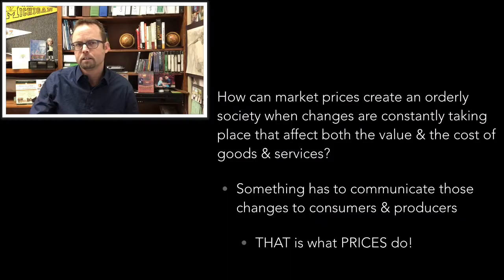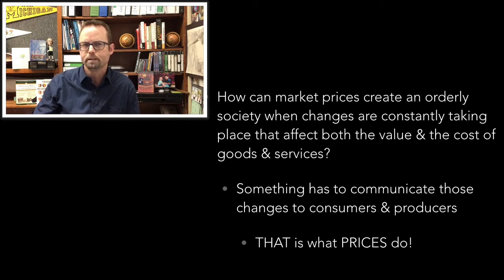Knowing all of this, we should be able to explain how market prices create an orderly society even when changes are constantly taking place that affect both the value and the cost of goods and services. In order to create and maintain an orderly society, in order for the desire of consumers and producers to remain in harmony, in order for shortages or surpluses to remain temporary, changes must be communicated to consumers and producers. Changes that are constantly taking place all over the world. Market prices do that. Market prices communicate those changes.